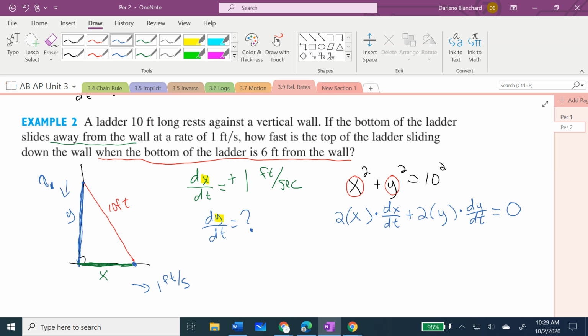Okay, now that is step 3. Step 4 is a plug and chug situation. I have been given dx/dt, so I can plug in there a positive 1. From there, my "when" information is when the bottom of the ladder is 6 feet from the wall. That's referring to this horizontal distance. So I now have a number to plug into that x.